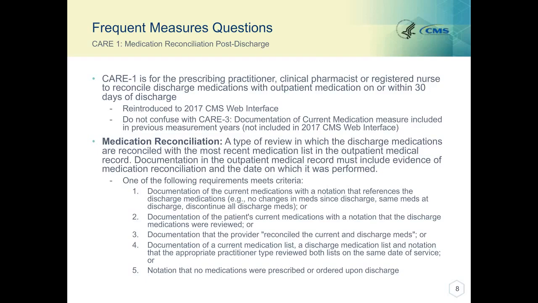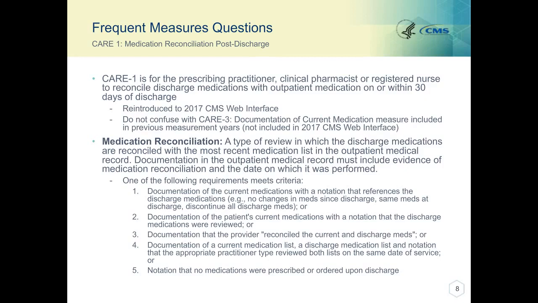Care 1 and Care 3 have very different requirements. So we strongly want to encourage people to review the Care 1 measure spec that's available on the QPP website. Just a reminder, Care 1 is for prescribing practitioners, clinical pharmacists, and registered nurses to reconcile the discharge medications with outpatient medications on or within 30 days of discharge. And again, this measure is being reintroduced into the web interface after it had a couple years off.